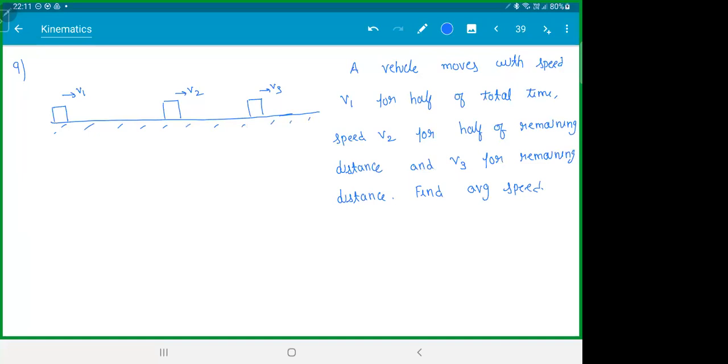Let's say the total journey was 2 hours, you went with speed v1 for 1 hour. Just a random example. Let's say total distance is 100 kilometers. You went with some speed v1 for let's say 1 hour, and you covered 40 kilometers. So of the remaining 60 kilometers, 30 kilometers you're traveling with speed v2, and the remaining 30 with v3. I hope you're getting what I'm saying. Find the average speed.